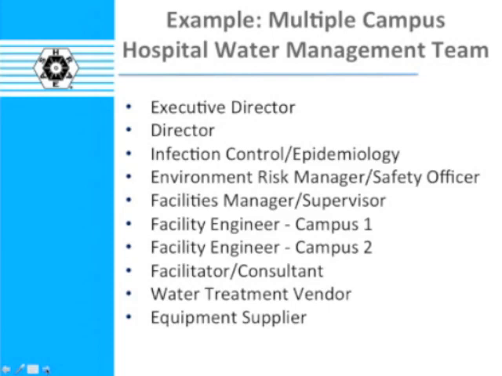Now, the first step in compliance. The first step to comply with the standard is for facility managers and owners to accept that responsibility and appoint a team. This is an example of a multiple campus hospital water management team. This is an actual team that exists right now developing their water management program. On the team are these titles, executive director, director, and so on. This is the team that would be established to develop the water management plan or program.